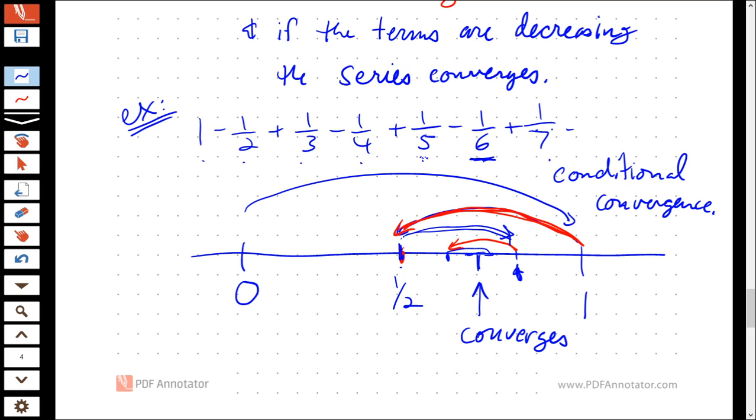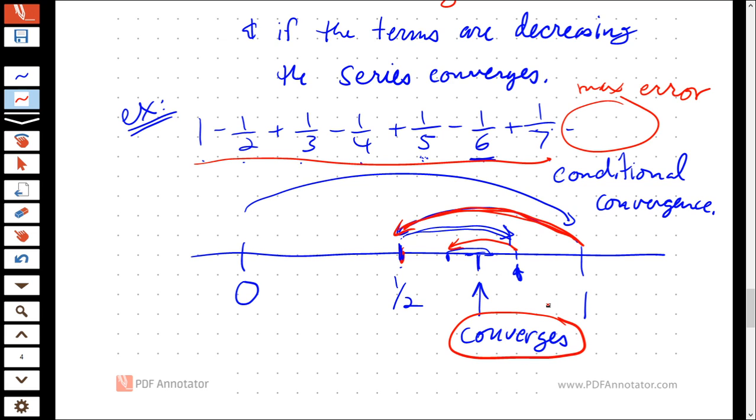Sometimes we'll go even as far as to say the maximum possible error. If you add up, let's say, the first 8 terms here, we're going to be close to the value that it converges to. How close? Well, the worst off we could be is 1/8. Because I know 1/8 is going to step over the convergence, but it's not going to step as far as the next term, or the previous term. So that 1/8 is the maximum we're going to be off.